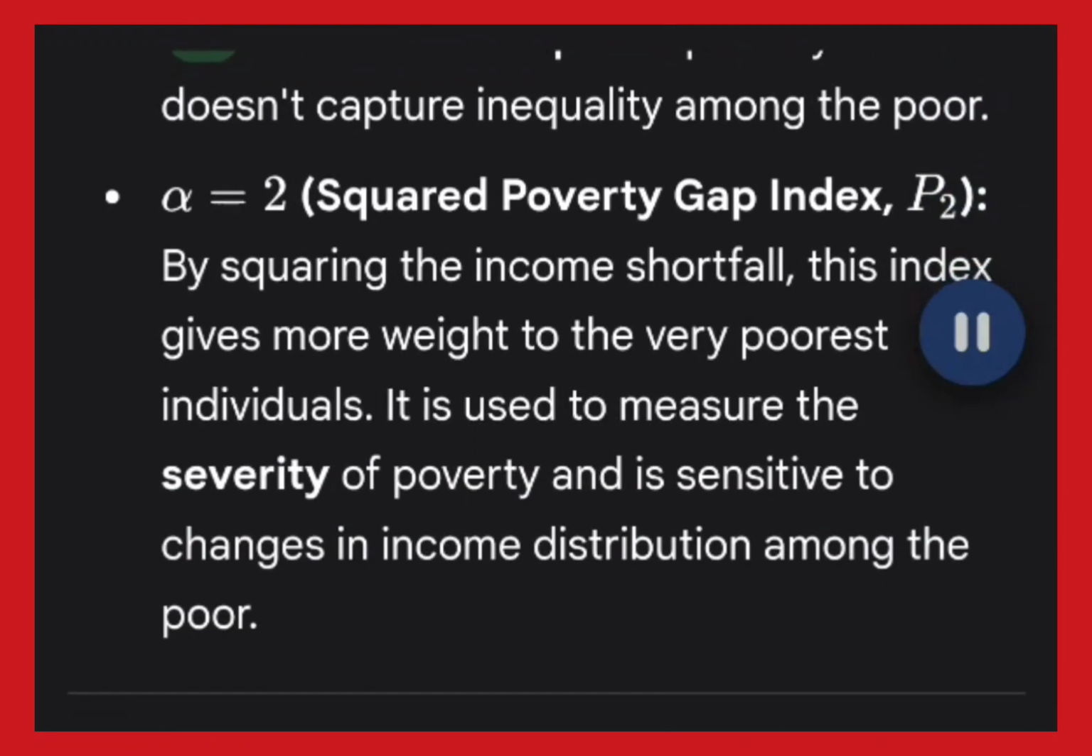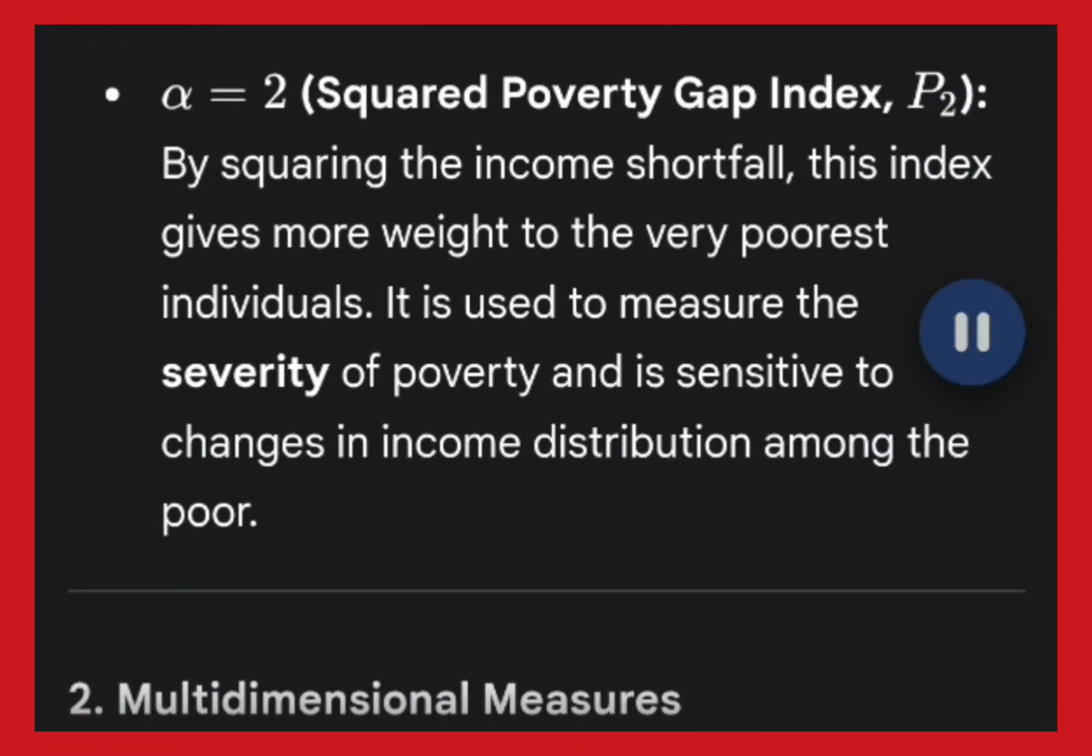Alpha equals 2, squared poverty gap index, P_2. By squaring the income shortfall, this index gives more weight to the very poorest individuals. It is used to measure the severity of poverty and is sensitive to changes in income distribution among the poor.